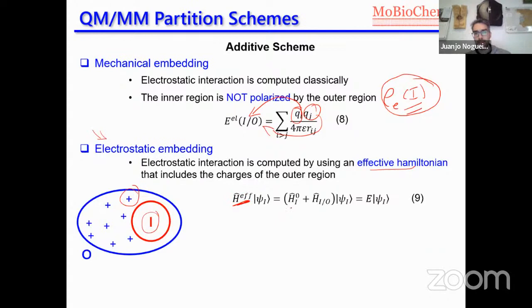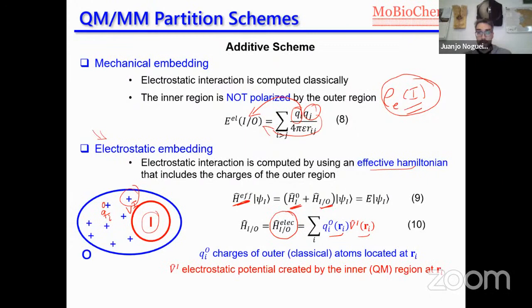Remember, this is the Hamiltonian of the inner region in vacuum. This is the interacting Hamiltonian. And in this interacting Hamiltonian, we have the electrostatic interactions. As we said before, these interactions are between the classical charges of the outer region and the electrostatic potential generated by the inner region, okay? These two terms here.